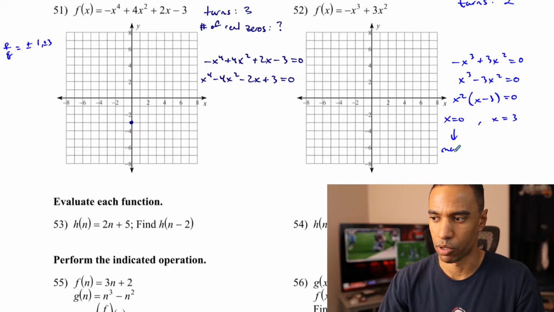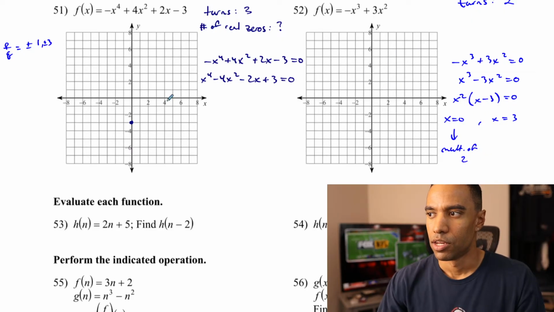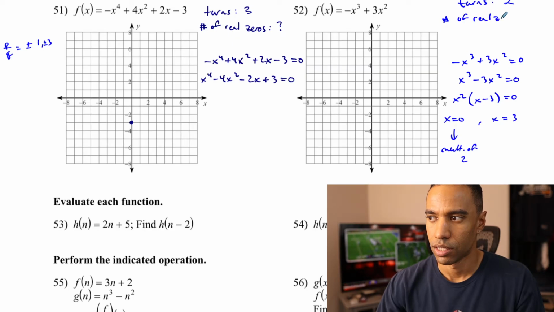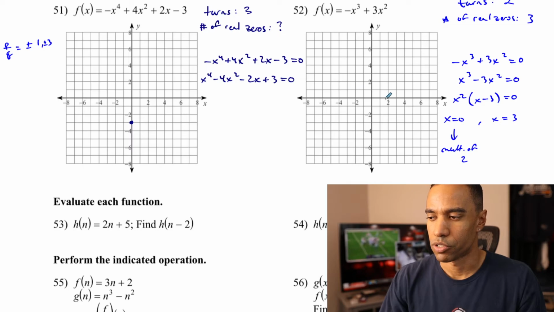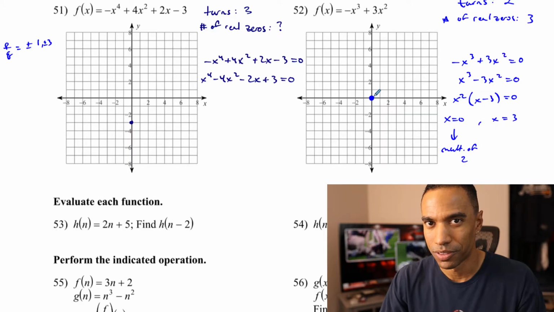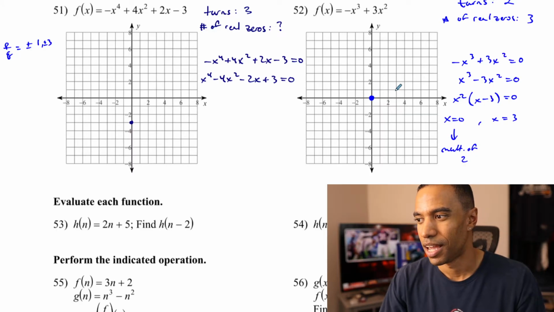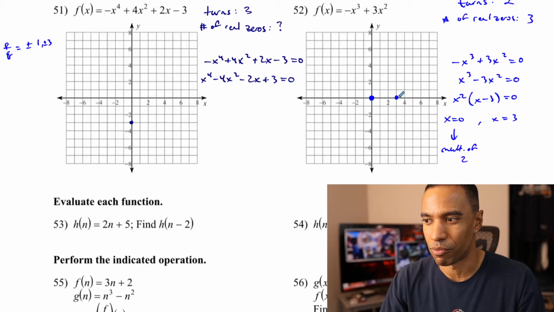Now 0 has a multiplicity of 2, and 3 does not. Number of real zeros, 3. There they are. So number of real zeros is 3. There is 0 with a multiplicity of 2. That's 2 real zeros. And then 3 with a multiplicity of 1.